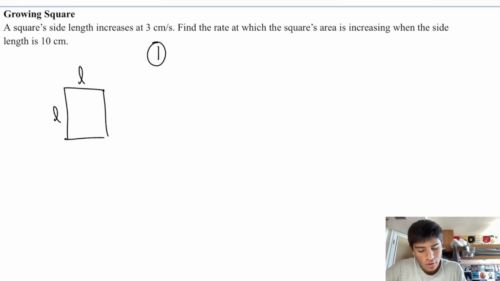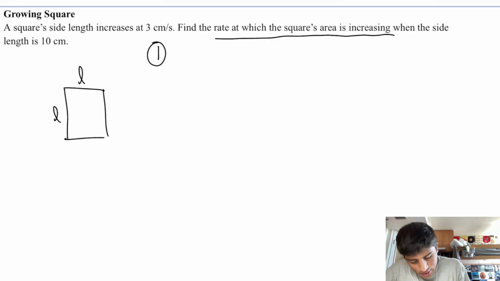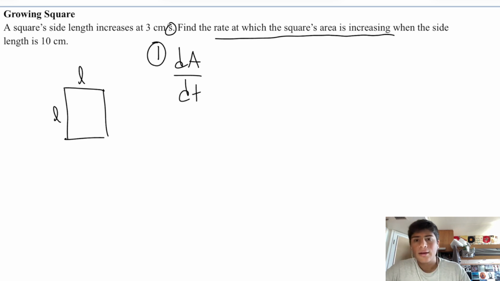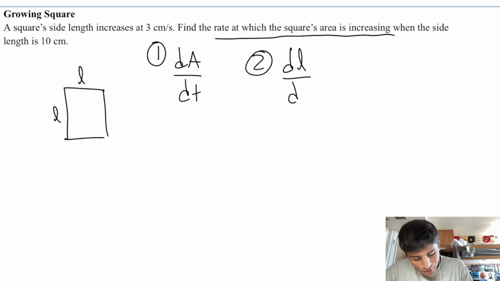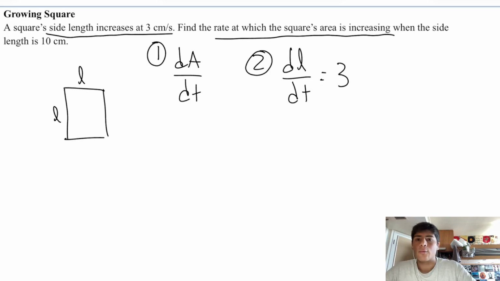Okay, let's look at what we want to find. We want to find the rate at which the square's area is increasing, dA over dt. Again, we're working in dt because we're doing centimeters per second. What do we know? Well, we know dL over dt equals 3. The side length increases at a rate of 3 centimeters per second. And we also know that at the moment we're looking for, L equals 10.